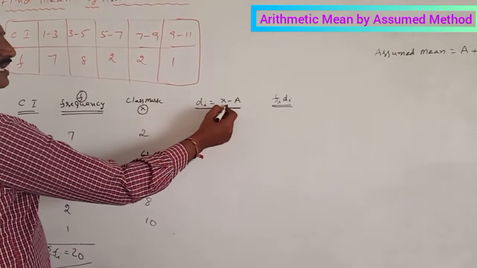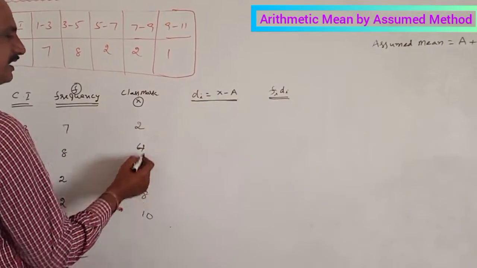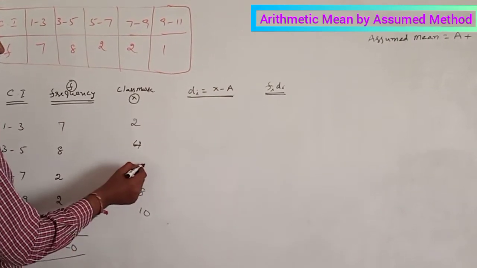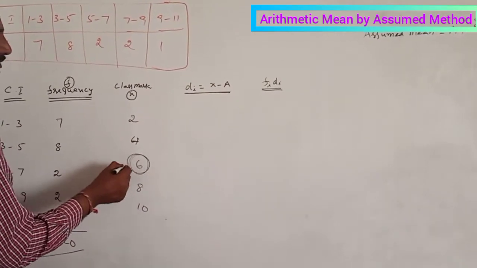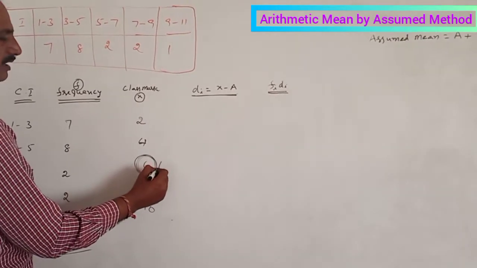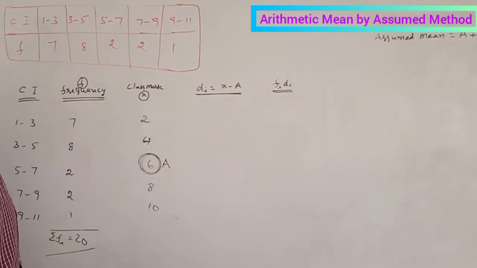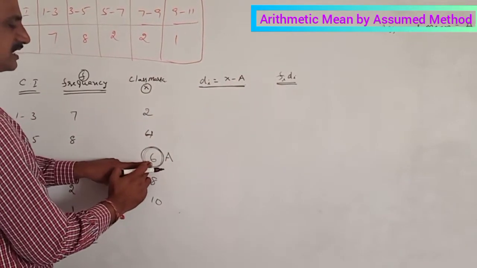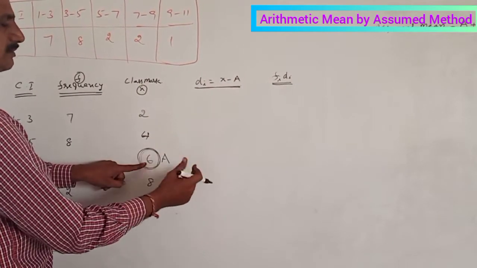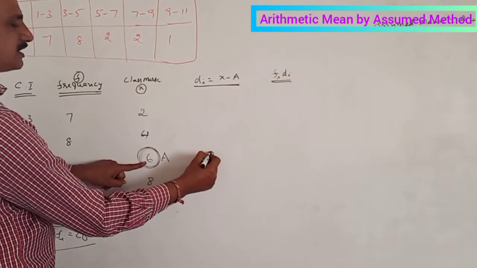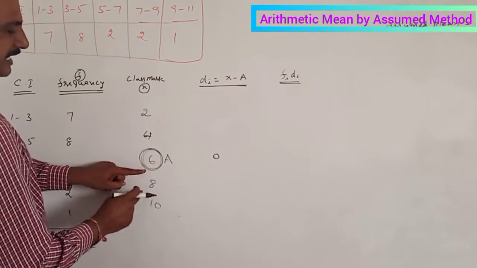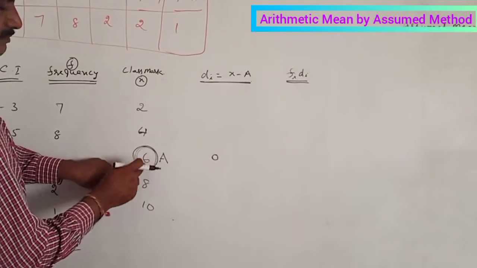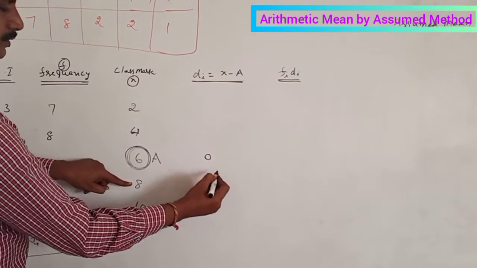Here di is equal to x minus a. These are all x values. A is the assumed value. The assumed value is one of the class marks. So for example, I will take the value 6. A value is 6. And x minus a: x is 6, a is also 6, 6 minus 6 is equal to 0. X value is 8, 8 minus 6 is equal to plus 2.